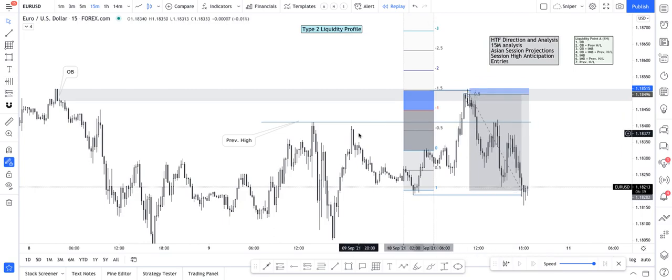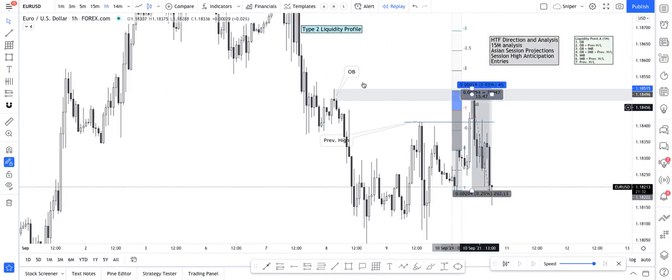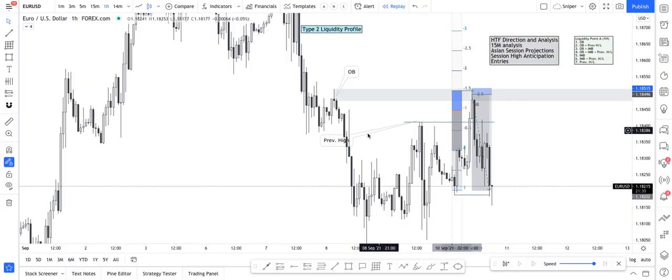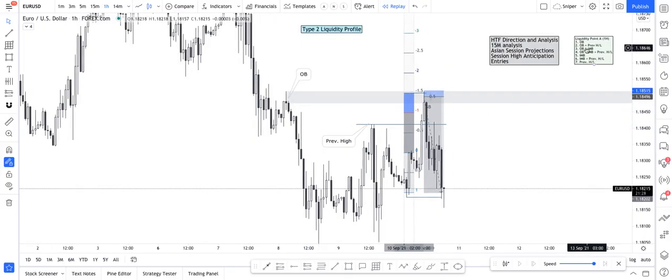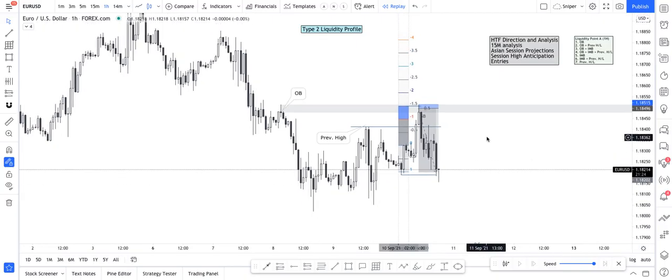You need to couple it with the 1 hour profile, and this is the 1 hour order block with which we refined, and we have our previous high. So we have a type 2 order block, type 2 profile, and that is how we take the trade.